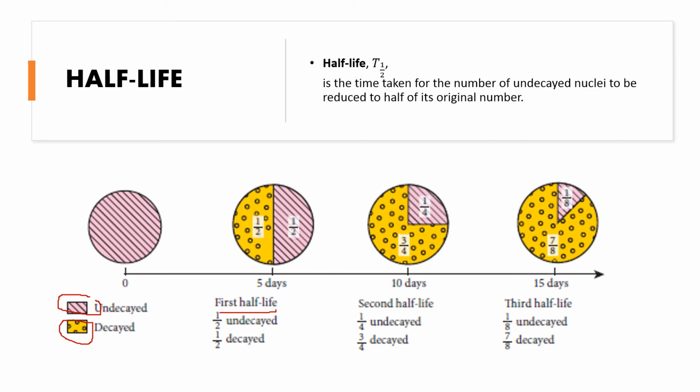After the second half-life, 1/4 undecayed and 3/4 decayed. And at the third half-life, it becomes 1/8 undecayed and 7/8 decayed. We're going to see some example questions so that we become clearer about the half-life.